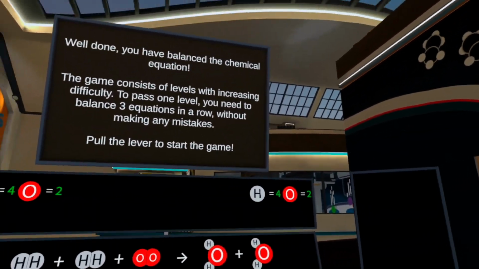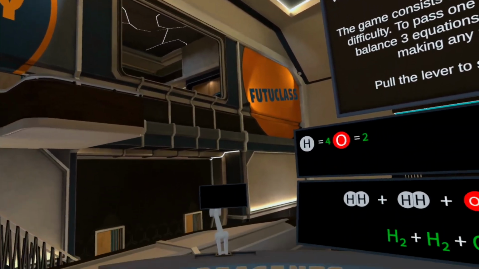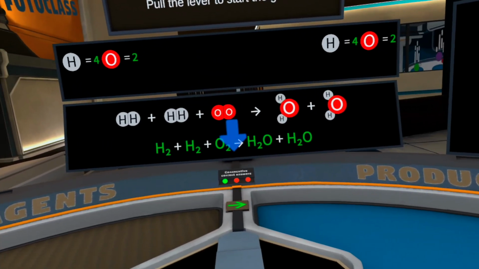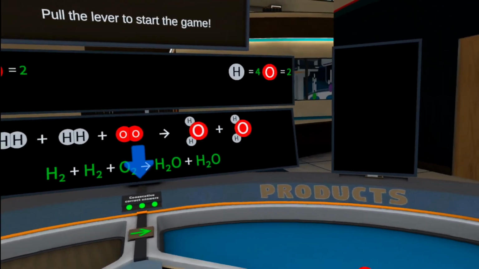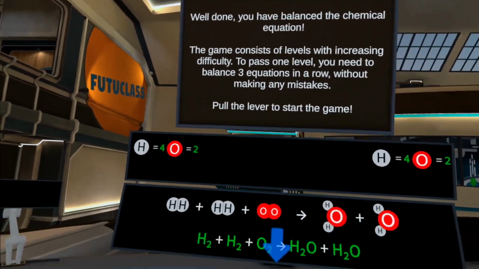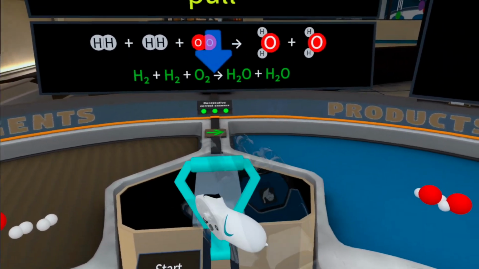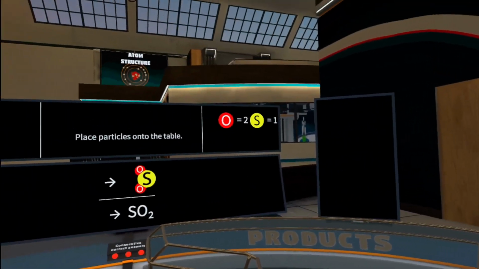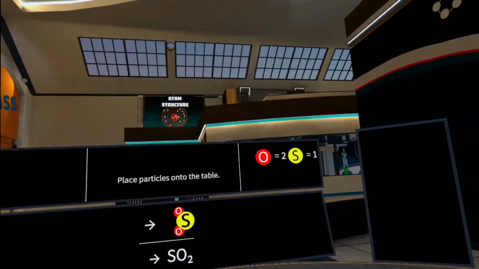The game consists of levels with increasing difficulty. To pass one level, you need to balance 3 equations in a row without making any mistakes. Pull the lever to start the game. Your task is to balance the chemical equations.